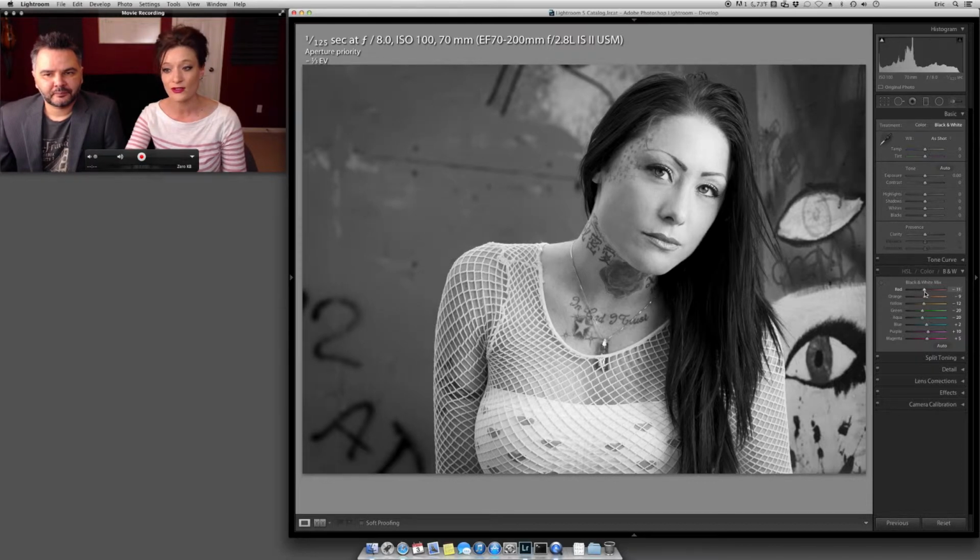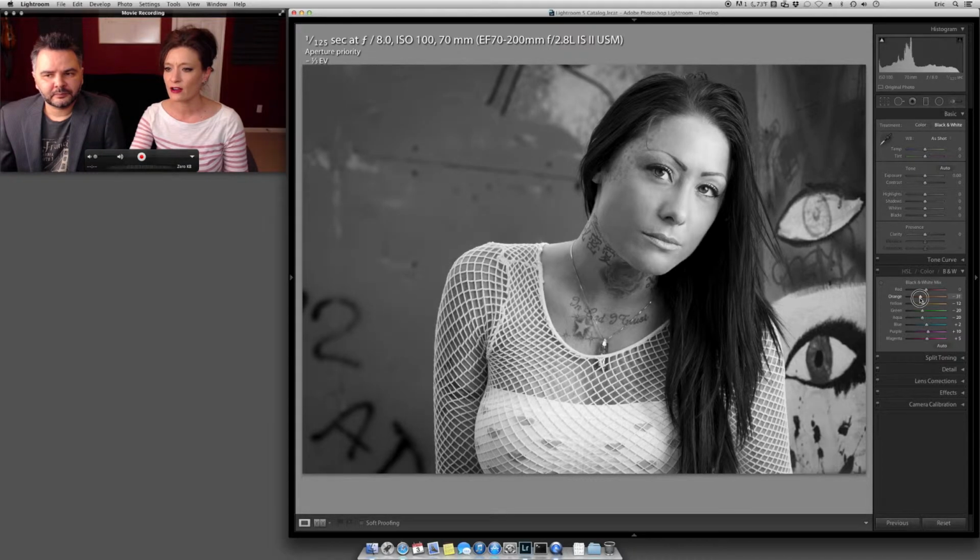Understanding that when you use these sliders, it's going to affect any tones in your image that have the red color in them. So I'm not isolating anything here. I'm impacting all reds, the whole picture. Same goes for the other sliders.